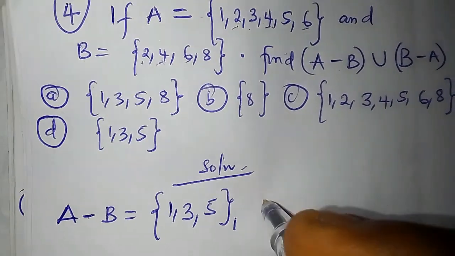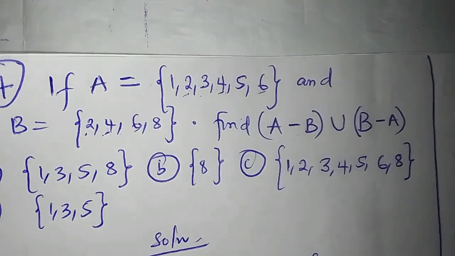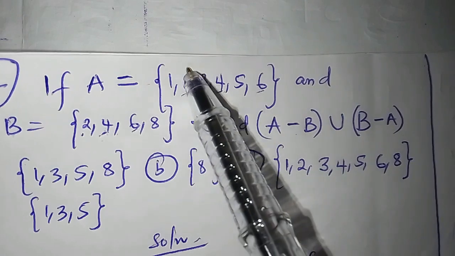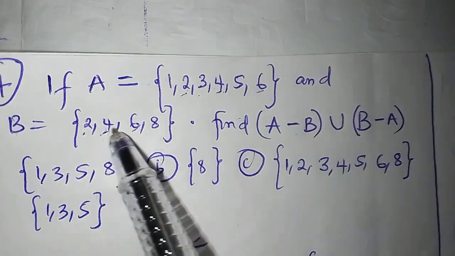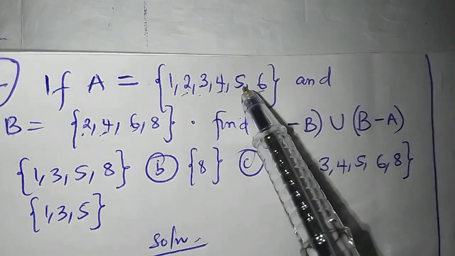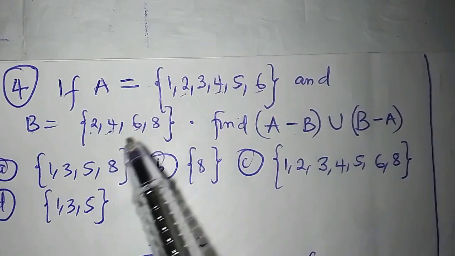Okay, what is B minus A now? This time around, this is set B, this is set A. I will remove the elements of set A in B and write what is left in B. 1, 2, 3, 4, 5, 6 are in set A. So let me begin to remove what is here from set B and write down what is left.